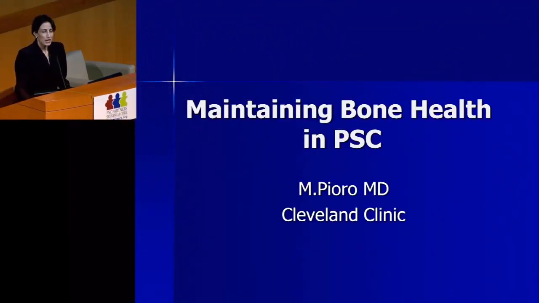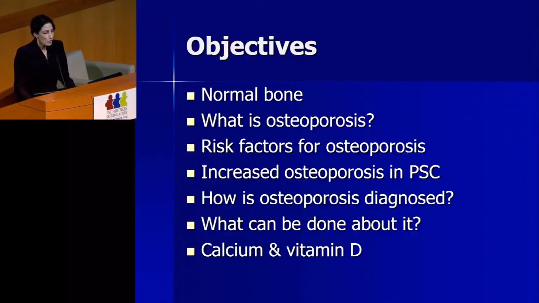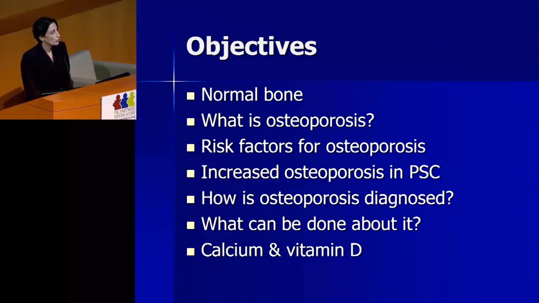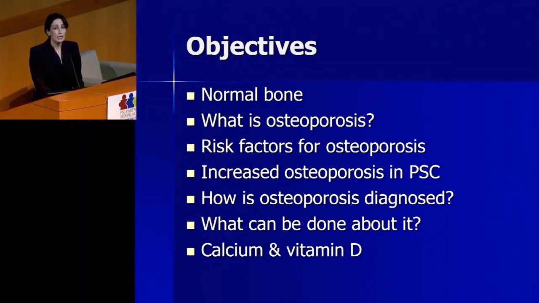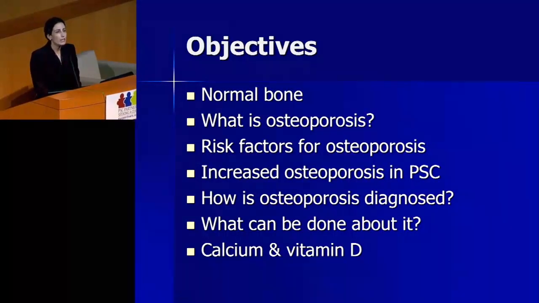Thank you very much. I have no disclosures. So my objectives today are to talk just briefly about normal bone, what is osteoporosis, and risk factors for osteoporosis. Why are we talking about this? Because there are increased bone metabolic disorders in PSC, specifically osteoporosis and osteopenia, which you can think of as osteoporosis light. And how is osteoporosis diagnosed and what can be done about it?